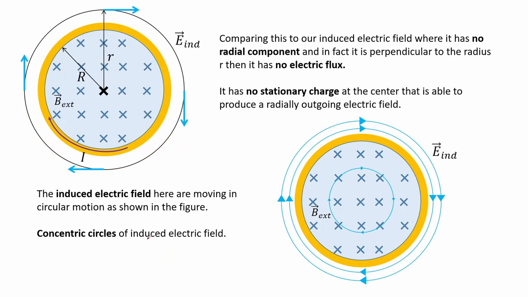Comparing this to our induced electric field, which has no radial component and in fact is perpendicular to the radius r, it has no electric flux. It has no stationary charge at the center that is able to produce a radially outgoing electric field. The induced electric fields here are moving in circular motion as shown in the figure, forming concentric circles of induced electric fields.